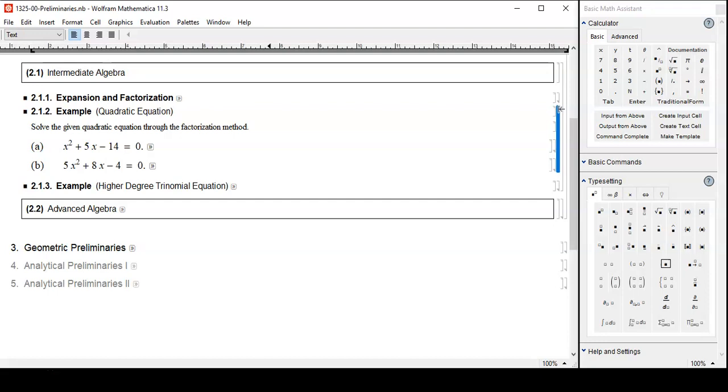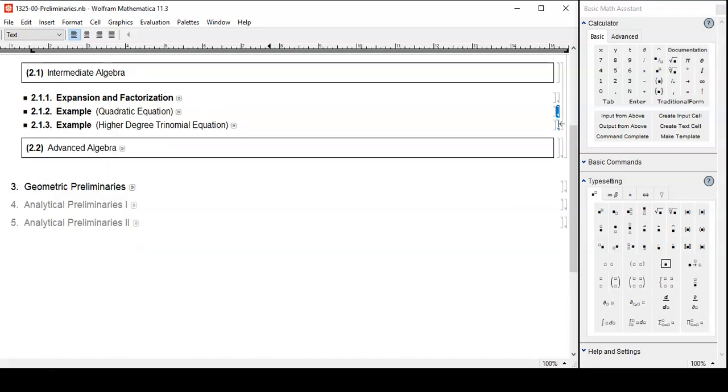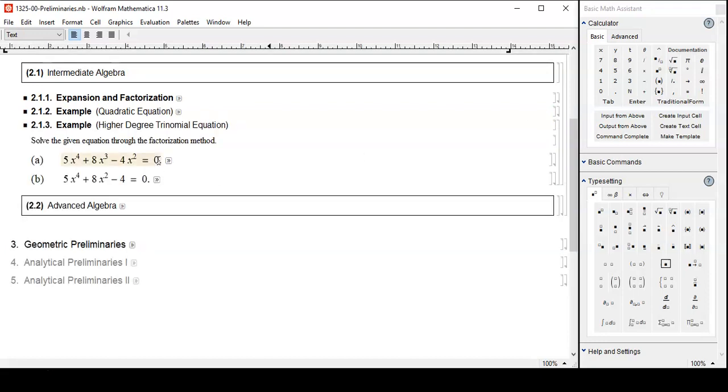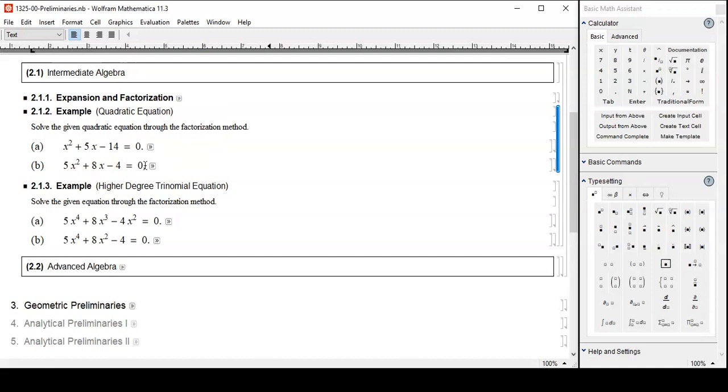Now, what about higher degree equations? Fourth power, that too is fourth power. I mean, look at the coefficients. So look at this and this. 5, 8, -4. So same coefficients. So they must be related. Yes, that's true. But here we have fourth power, third power, and second power. Here we have fourth power, second power, and zeroth power.